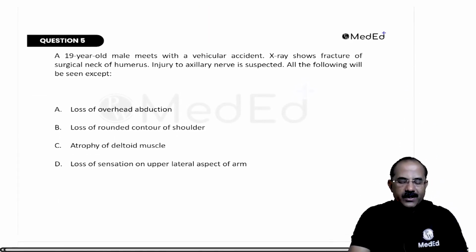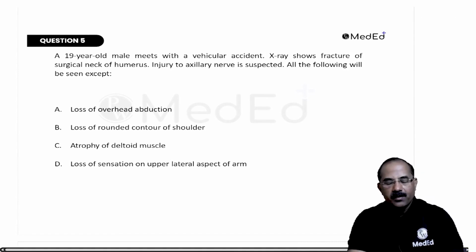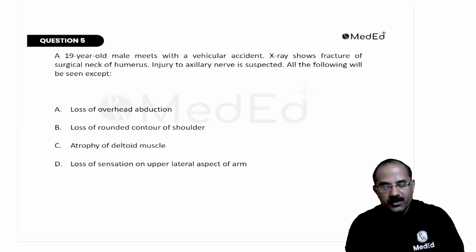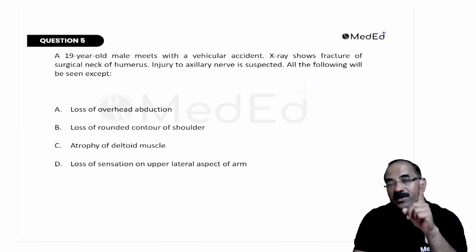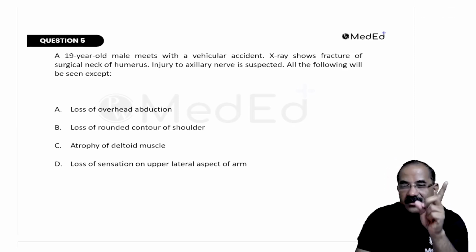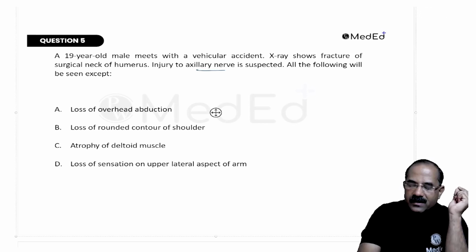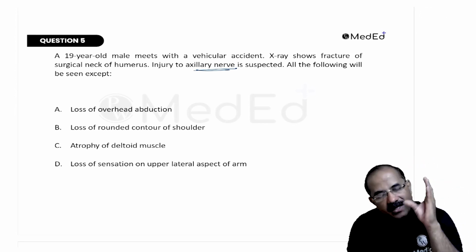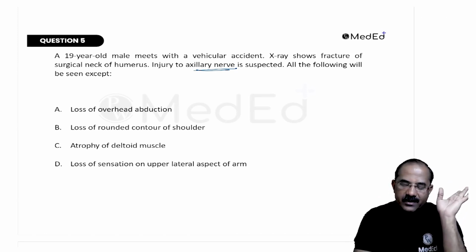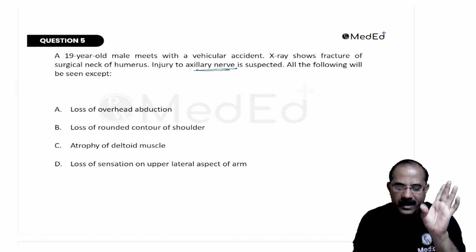Coming to the next MCQ, a 19-year-old male meets with a vehicular accident. X-ray shows fracture of the surgical neck of the humerus. So, which is the nerve which winds around the surgical neck? You have to know this. The nerve which winds around the surgical neck of the humerus is axillary nerve. So, जब surgical neck of humerus is fractured, which is the nerve injured? Axillary nerve. All the followings will be seen except.